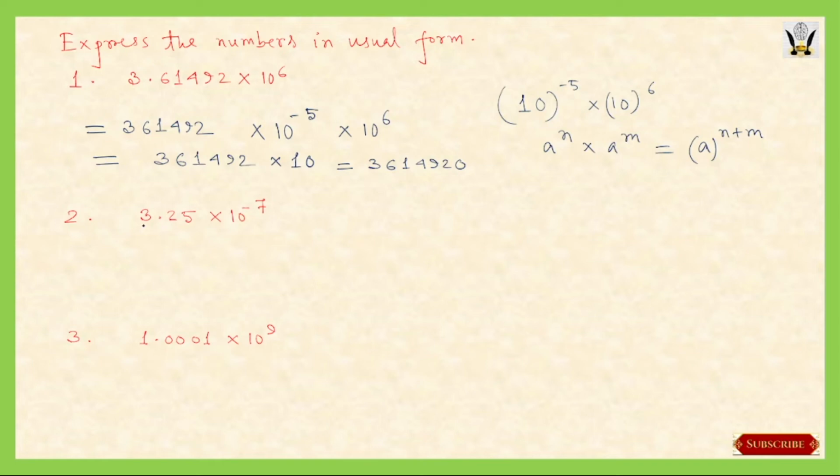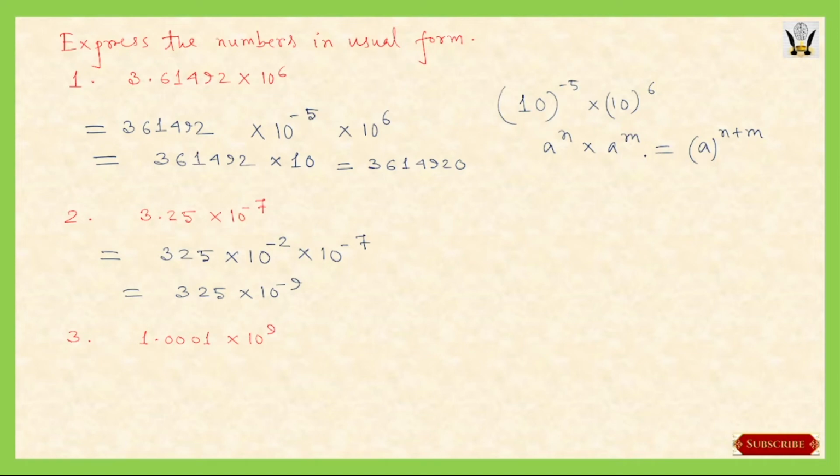Now the next example is 3.25 times 10 to the power minus 7. As we know, when we convert the standard form to the usual form, it will look like 325, and after that we assume there is a decimal point. This decimal point is moving towards the right by 2 places. Since it is moving towards the right, it will be multiplied by 10 to the power minus n, and this time 2 places, so it will be 10 raised to the power minus 2, and already we have the factor 10 to the power minus 7. So finally it will be 325 multiplied by 10 to the power minus 9.